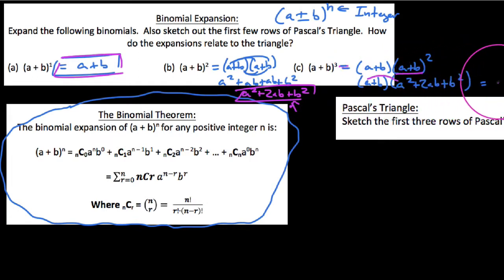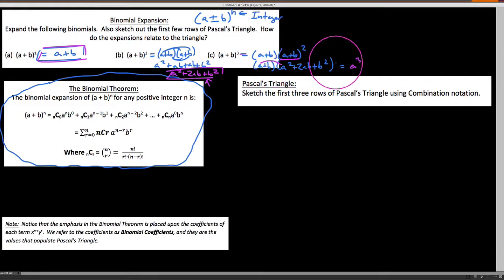I would get a times a squared as a cubed. A times 2ab would be plus 2a squared b. And then a times b squared would just be plus ab squared. Furthermore, b times a squared is a squared b. B times 2ab would be plus 2ab squared, and then b times b squared would be b cubed.